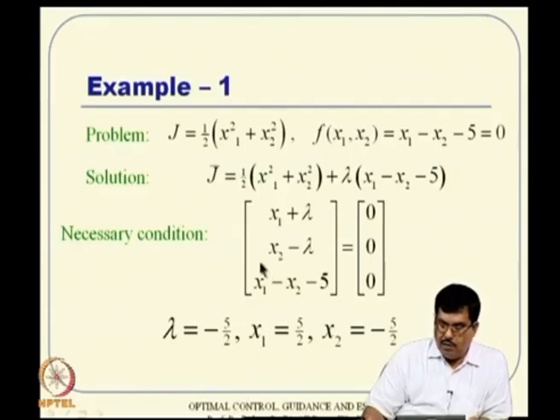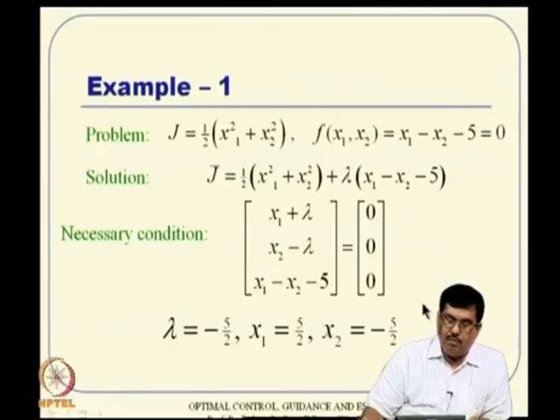Once you have these equations, solve them, and you can carry out the solution yourself probably, because x 1 has to be minus lambda, x 2 is plus lambda. You substitute here: minus lambda and then plus lambda, so it is minus 2 lambda, minus pi. So lambda happens to be minus pi by 2, and x 1 happens to be minus lambda, so pi by 2, and x 2 happens to be plus lambda, which is minus pi by 2. All right, so this is how you get a solution.